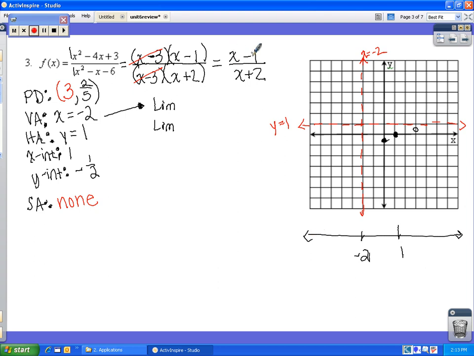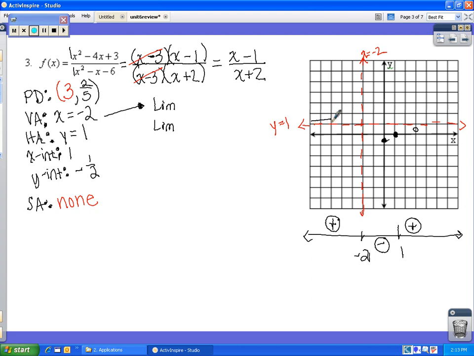So negative 10 minus 1 is going to be negative. Negative 10 plus 2 is going to be negative. A negative over a negative is a positive. Between negative 2 and 1, 0 is an easy one. 0 minus 1 and 0 plus 2, that's going to basically be a negative value. And then, after 1, let's pick a big value like 10. 10 minus 1 is positive. 10 plus 2 is positive. Positive over positive is a positive. So now, you know that this is going to be positive up here.